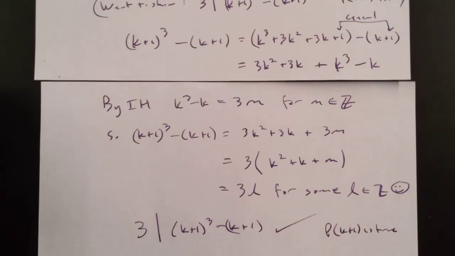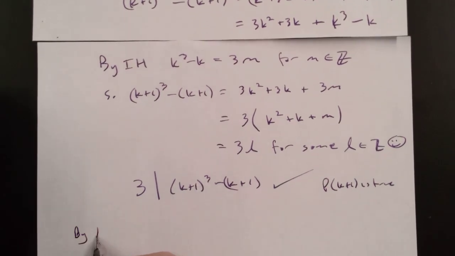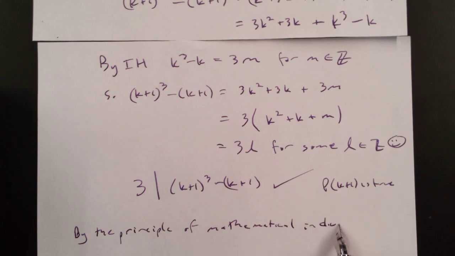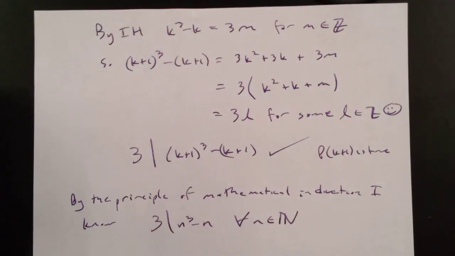So now I need to write that conclusion again. The conclusion, by the principle of mathematical induction, I know 3 divides n cubed minus n for all n in the natural numbers. Because I started at 1 and I keep going up. Whew.